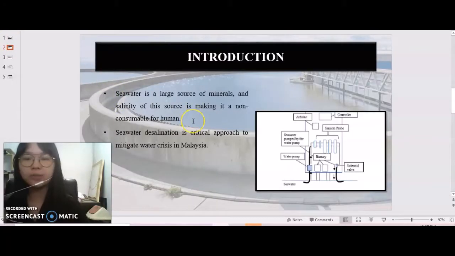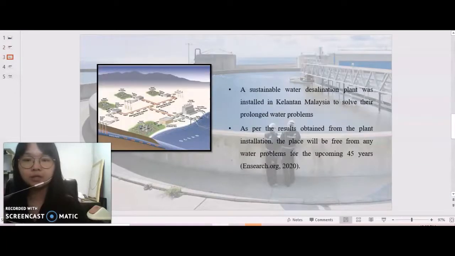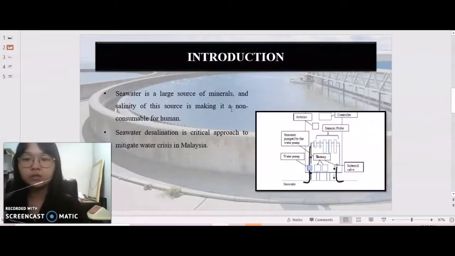Seawater is a large source of minerals, but its salinity makes it non-consumable for humans. A sustainable water desalination plant was installed in Kelantan, and as a result, the place will be free from any water problem for the upcoming 45 years. So seawater desalination is a critical approach to mitigate the water crisis in Malaysia.